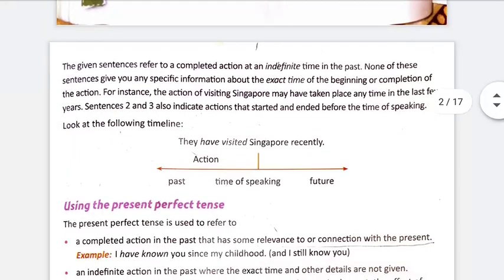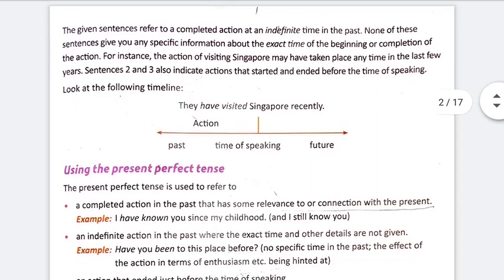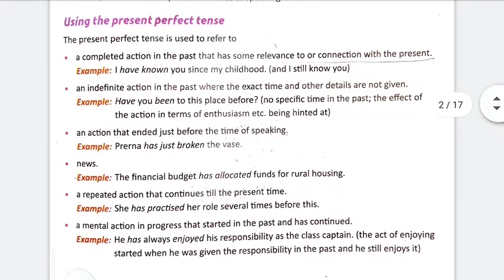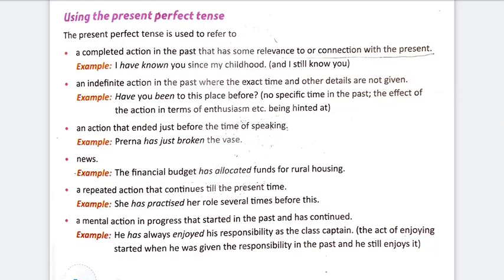Now, usage of perfect tense. Perfect tense is used to refer to a completed action in the past that has some relevance to or connection with the present, as already said to you. For example, I have known you since my childhood. It means the knowing that started in my childhood and it will remain till death. So, it is expressed through perfect tense.